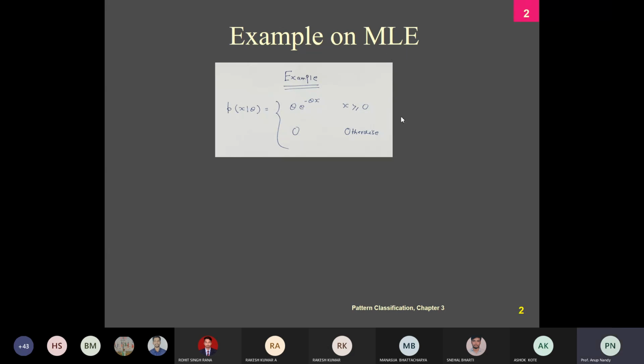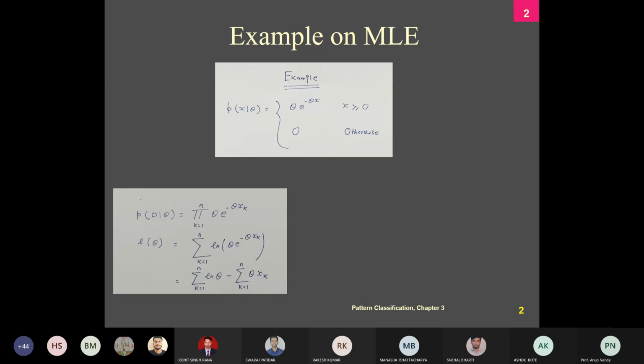Can anyone tell me the likelihood function? Any guess? So you apply your guess. What will be your likelihood function? It should be probability of capital D given theta.